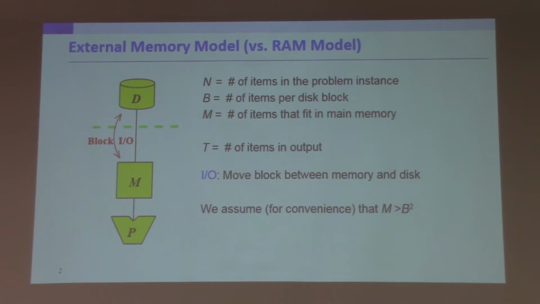Okay? Some of the notation we will be using in our discussion: we use N to denote the number of items in the problem instance. In our case, you can think of N as representing the number of items in our record. And B is the number of items per disk block, in other words, the number of records that go into a disk block. M is the number of items that fit in memory.